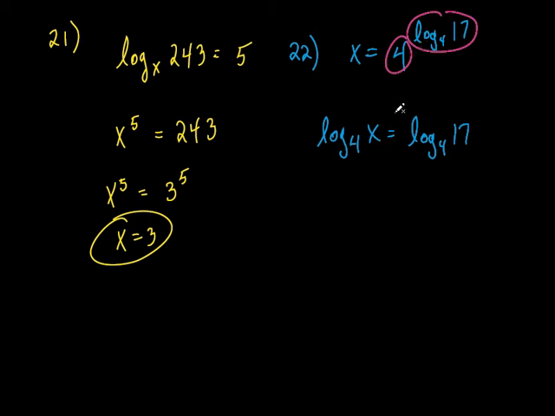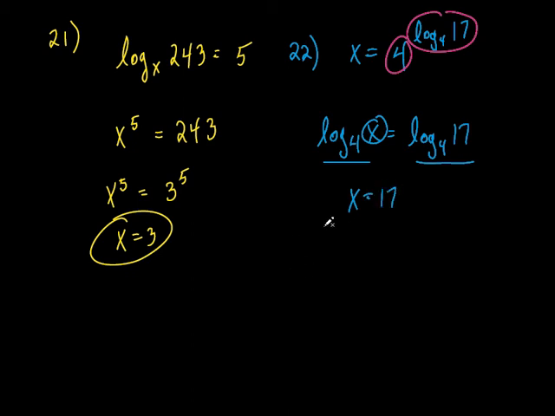Now, once we have it set up like this, again, this is rigged a little bit for us. Look at this. This says the log base 4 of something equals the log base 4 of 17. So what do you think x is? It's got to be 17, right? In order for them to be equal to each other, if they're the same thing, what must x be equal to in order for them to be exactly the same? It's got to be 17, right? You follow me? So x equals 17.